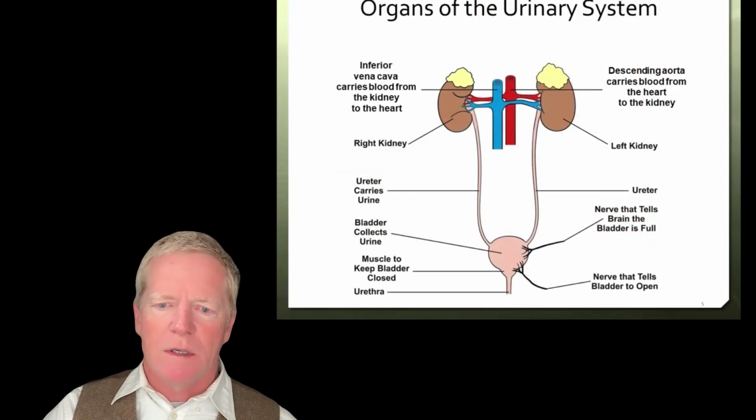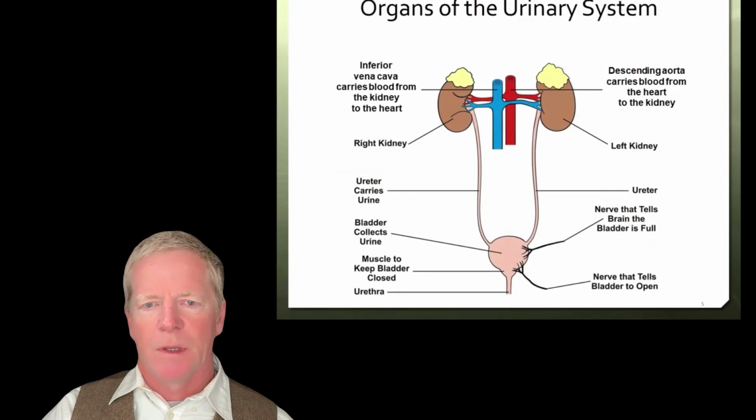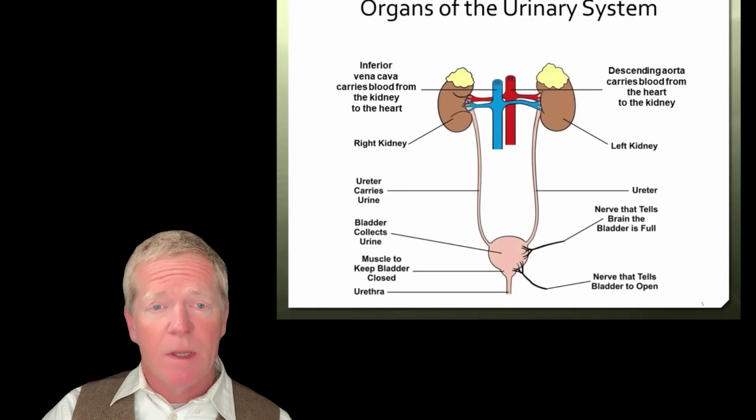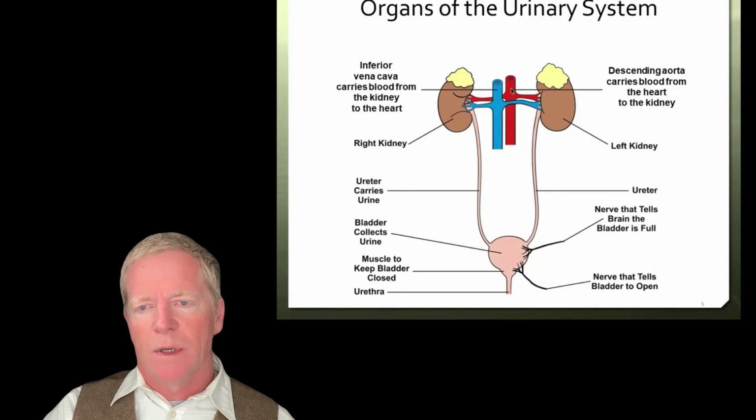The organs of the urinary system include the kidneys, the left and right kidneys. For blood supply, blood comes from the descending aorta from the heart and branches off to deliver blood to the kidneys, and then blood exits the kidneys after it's been cleaned via the inferior vena cava.